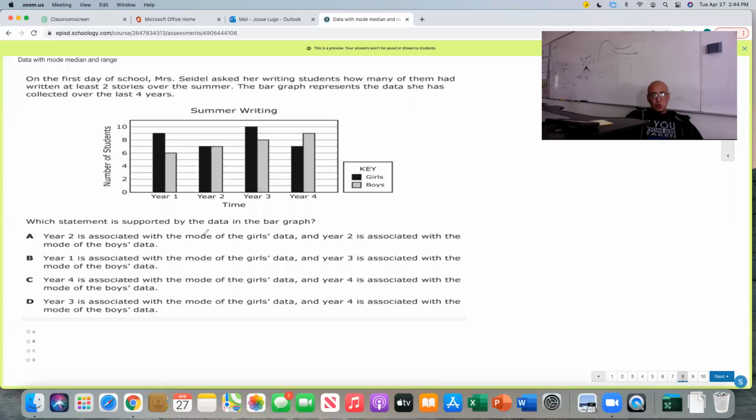This one uses the word mode a lot, ladies and gentlemen. Mode just means the most. All right, so for years 1, 2, 3, and 4, the black one represents the girls, the gray one represents the boys. Notice that year 3 has the mode for the girls. That's the one with the most for the girls. And it looks like year 4 has the mode for the boys, because that's the year that has the most for the boys. So year 4 seems to be the mode for the boys. Year 3 is the mode for the girls. Which of these represents that? I basically gave you the answer already.